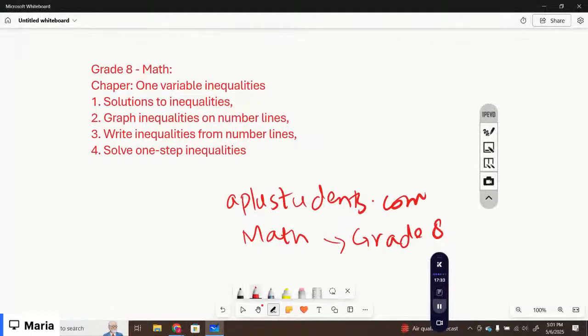We're going to start with chapter 1, one variable inequalities. The lessons we're going to cover today are solutions to inequalities, graph inequalities on number lines, write inequalities from number lines, and solve one-step inequalities. So please make sure you have your notebook and pencil so that you can note down the important examples and definitions as well.